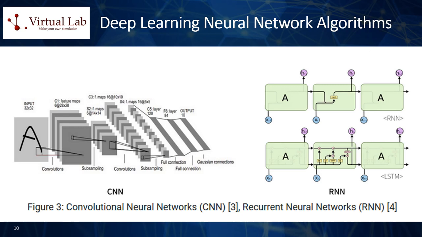Recently, neural networks have evolved from their basic structure into advanced deep learning algorithms, such as convolutional neural networks, CNN, and recurrent neural networks, RNN. CNN employs a technique of shifting and applying various sized filters to data.